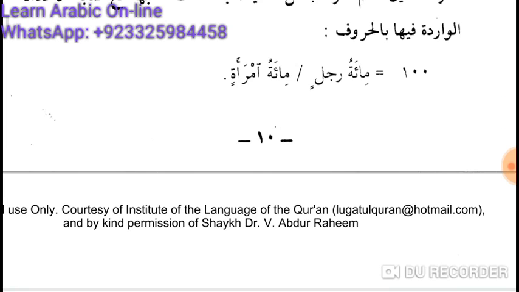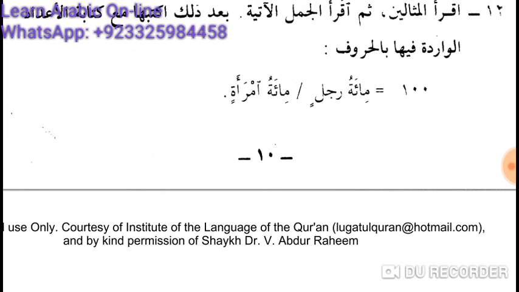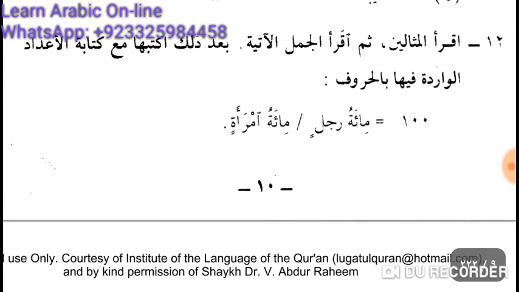Okay. So here you will be told about Mia. Mia means 100, and Mia is used both for male and female. Mi'atu rajulin, mi'atu imra'atin. Another thing is that with Mia we use a singular word. So Mia is 100, but rajul is singular. Remember that we always use a singular word with Mia.